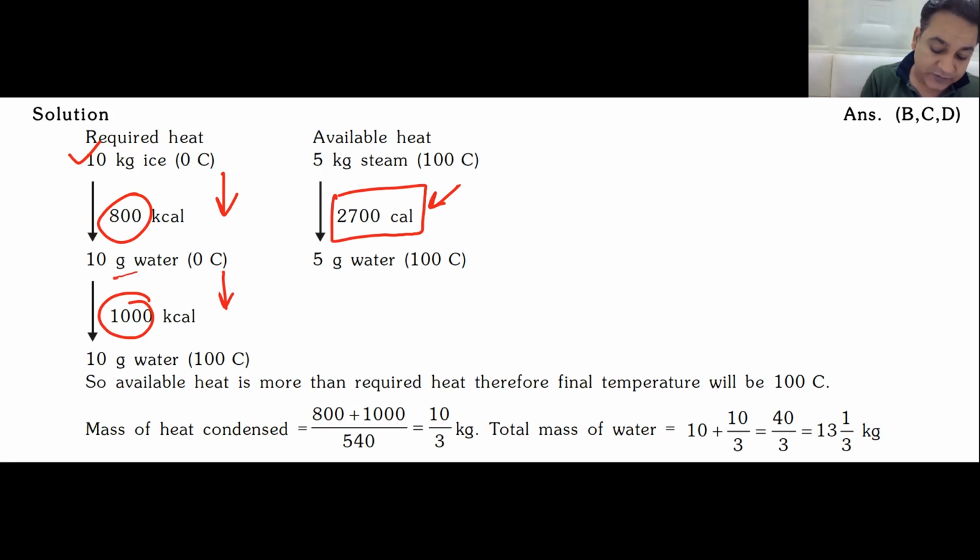So this much amount of heat is required to take the entire ice to water at 100 degrees Celsius. So that much amount of heat is available. How much steam will condense? 10 by 3 kg will condense. The total mass of water will be 10 plus 10 by 3, that is 13 and 1 by 3. Whatever is left is your steam because mass cannot change. Do we understand this? Yes, sir. Or has it gone above our heads? Do we understand this, bacha? Yes, sir. Yes, sir.